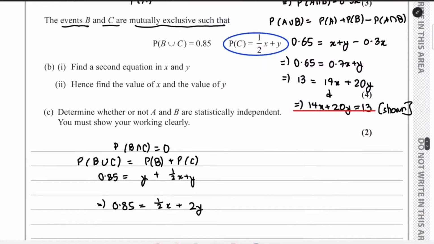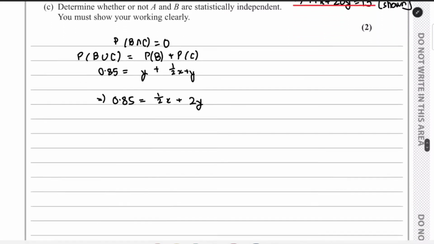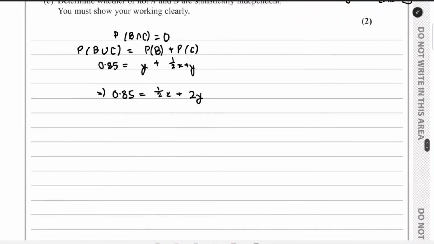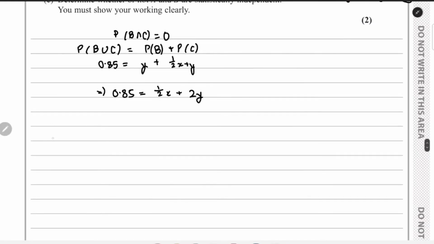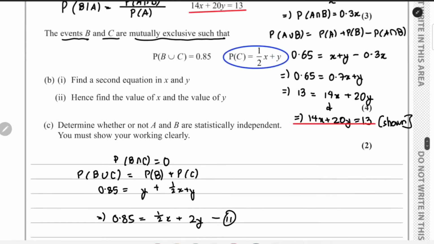Now we have these two equations in terms of x and y, so we can solve them simultaneously. From this equation and this.